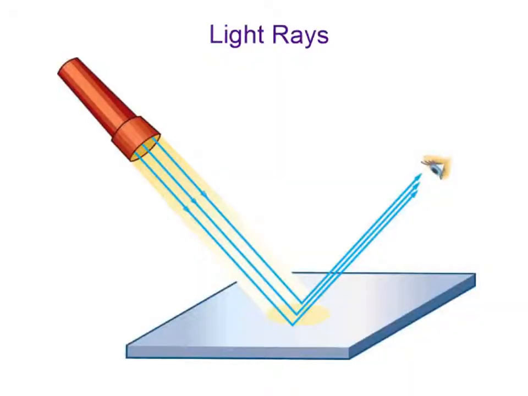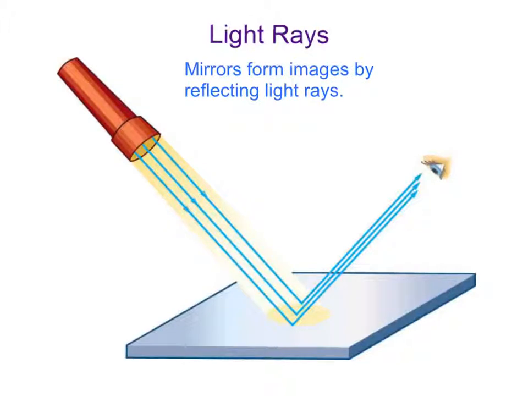First, mirrors form images by reflecting light rays. We know that when light is emitted from a light source, such as this flashlight, and it is reflected off of an object, the light travels from the object to your eye and you see the object. Light can also reflect more than once. It can reflect off an object into a mirror and then reflect into your eyes, but if there is no light available, you do not see anything.